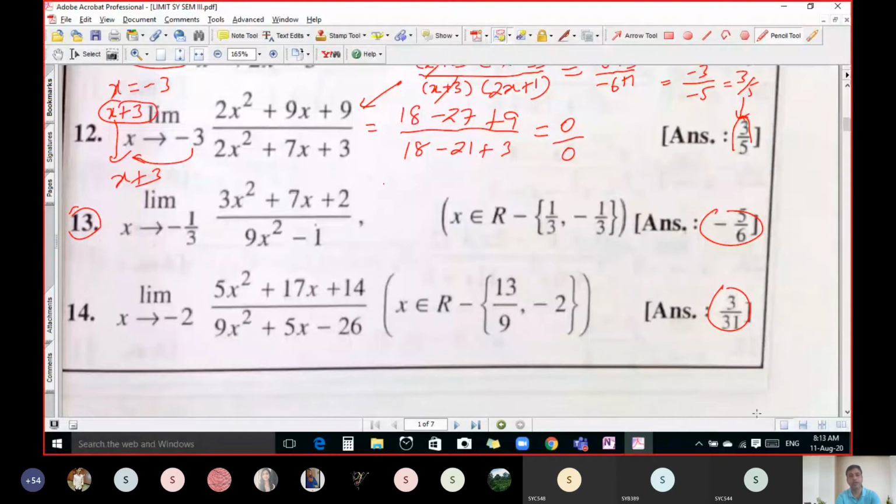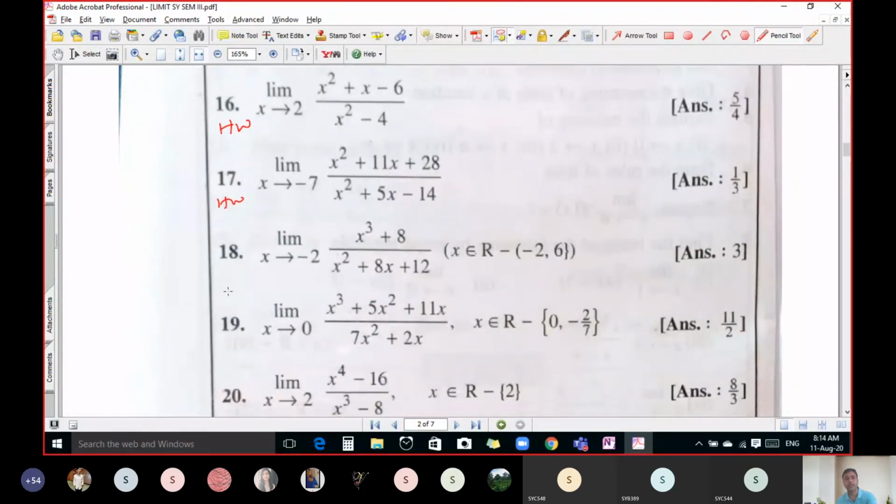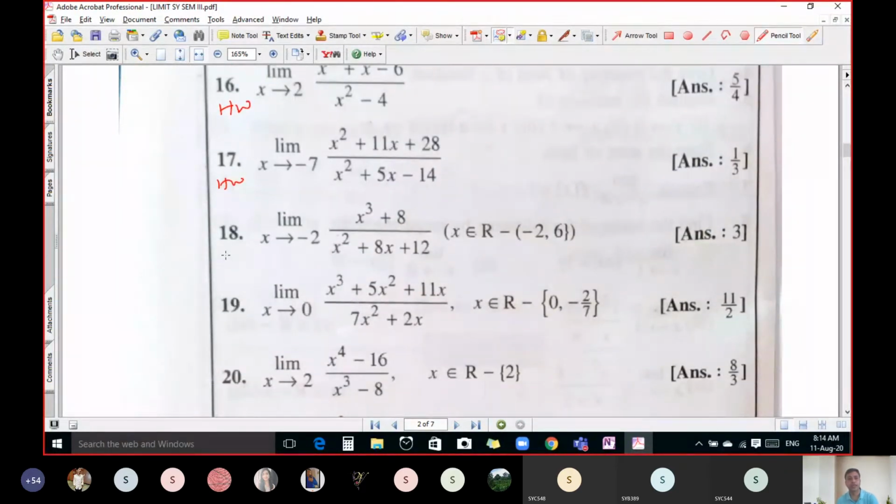So see question number 15 that you consider as your homework. We will discuss your doubts in next lecture. So examples number 15, 16, 17, 18 you can consider as homework.